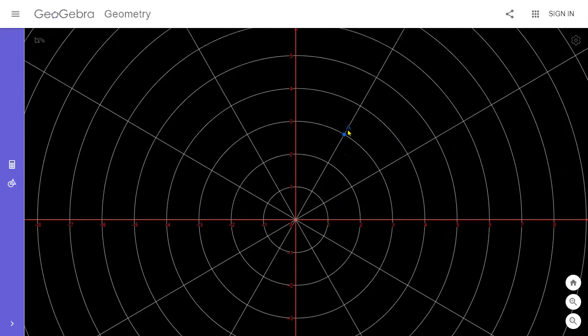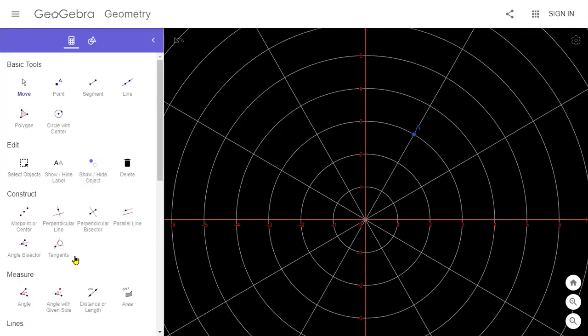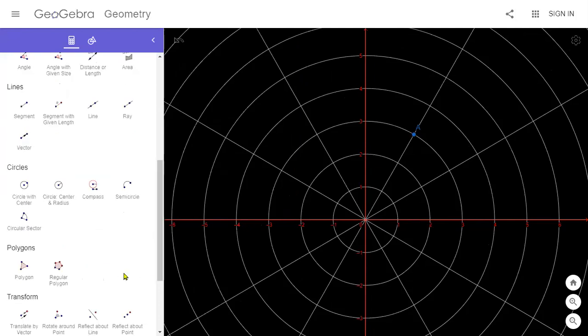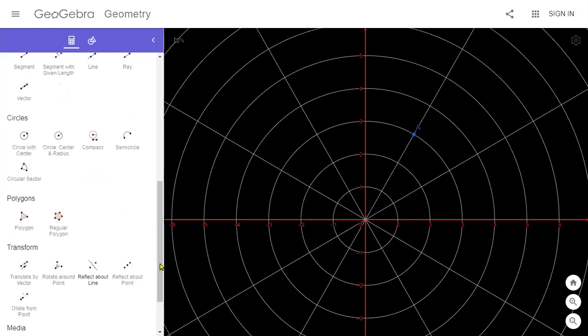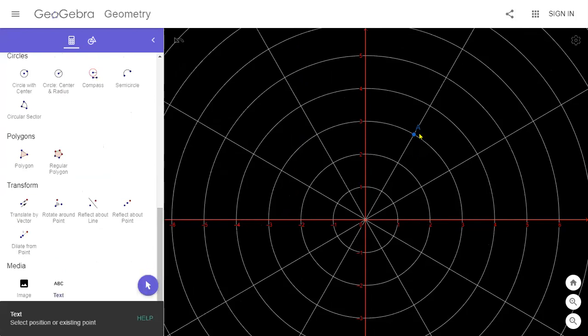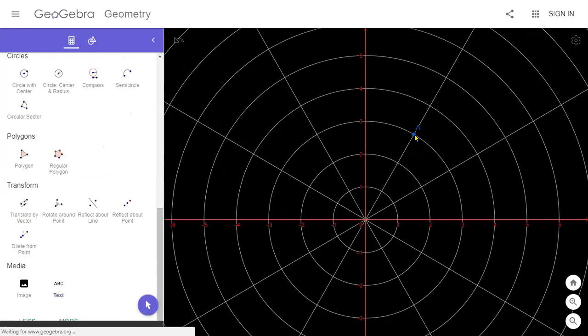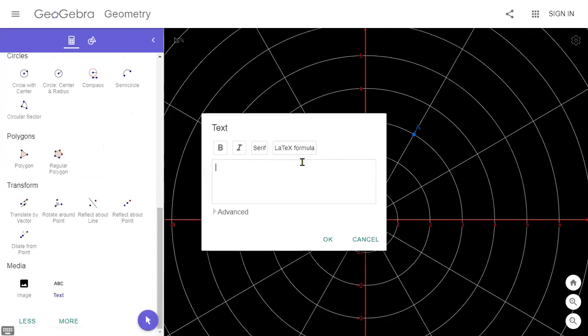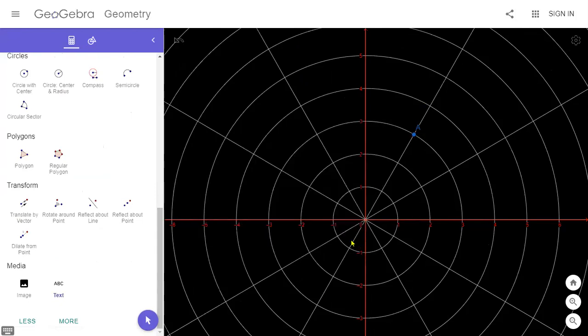Let's change this polar coordinate system into the Cartesian coordinate system. First of all, let me write the standard format of the polar coordinate system. Let me move to the text option and write. Here, regarding this point A, let me discuss something.